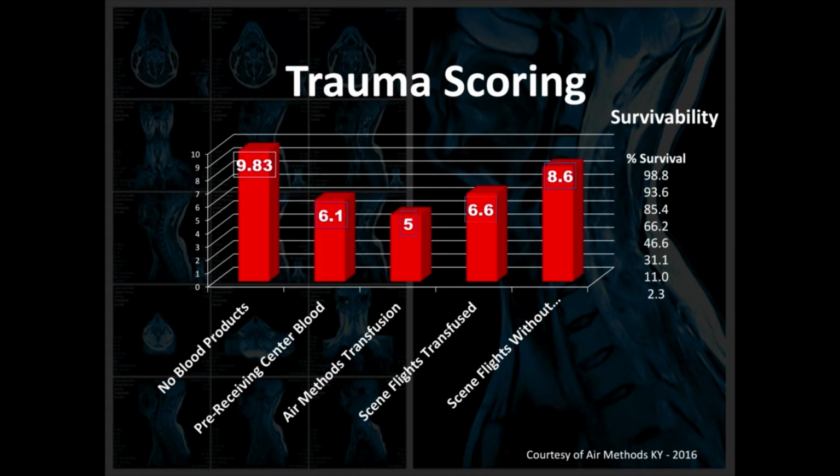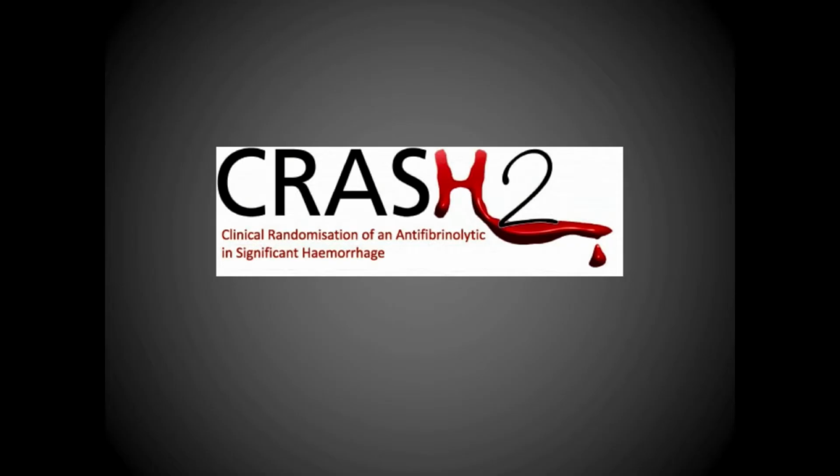This is more used in the trauma centers or in nursing, but there is a corresponding difference when we look at the trauma score and a mortality benefit. From a standpoint of no blood products, our trauma score was 9.83. When we get into the scene flight transfused, trauma score was much lower at 6.6, and scene flights without was 8.6. So again, there was a significant decrease in trauma scoring.